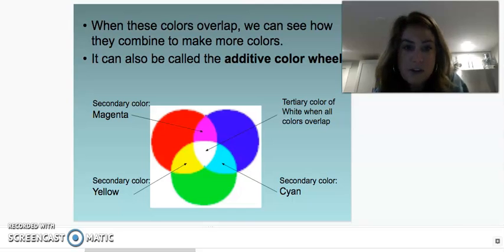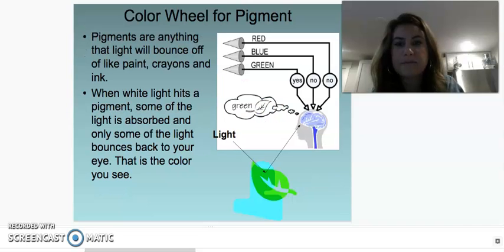When these colors overlap, we can see how they combine and make more colors. It can also be called the additive color wheel. Our secondary colors are magenta, yellow, and cyan, which is like a type of blue. And then white is when all of the colors overlap, like a piece of paper.